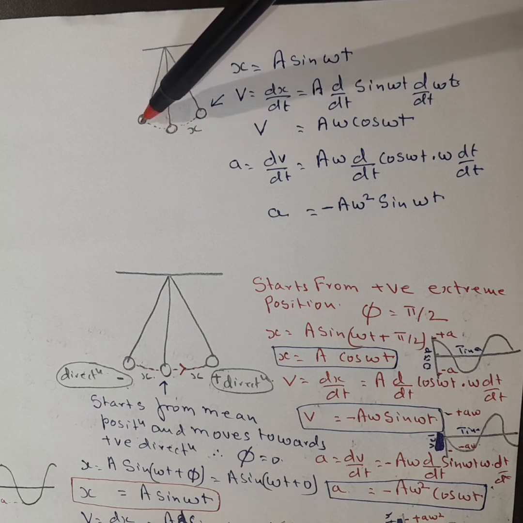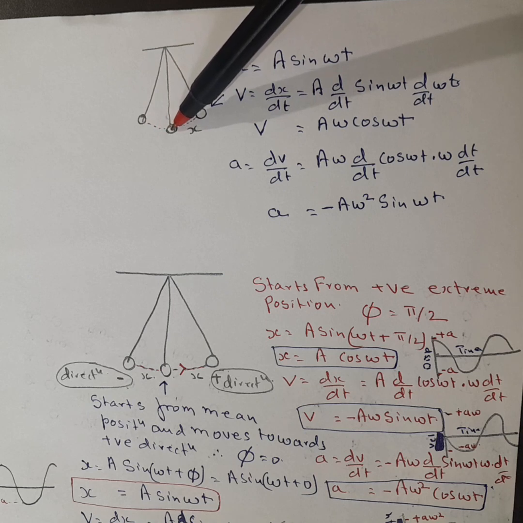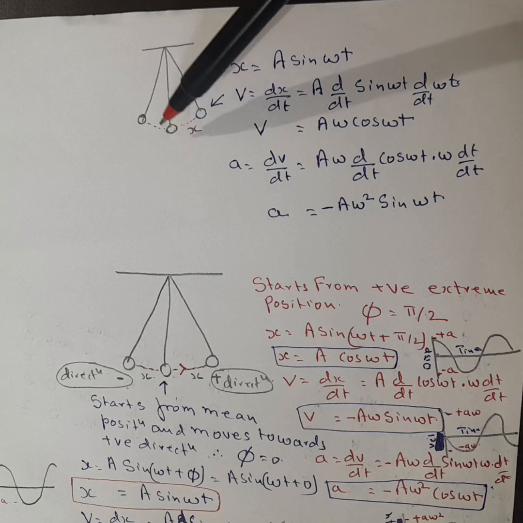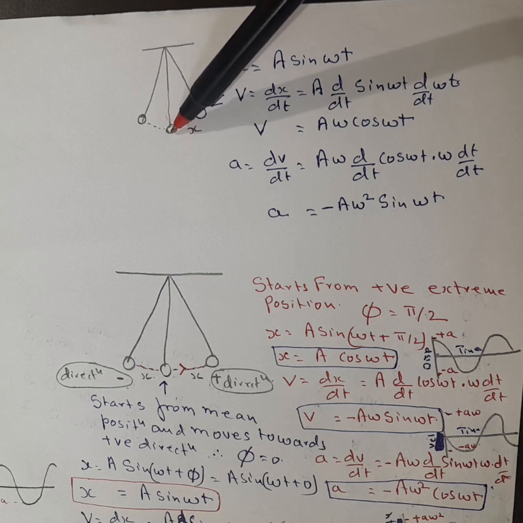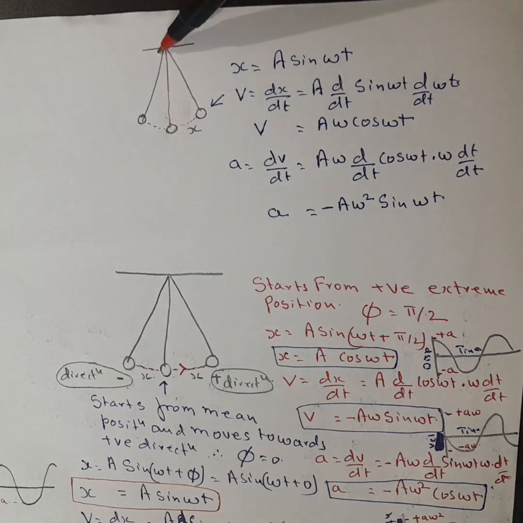And then when it returns back to mean position again, another pi by 2 covered. So it is pi by 2 plus pi by 2 plus pi by 2 plus pi by 2, which becomes 2 pi. And that is what is one oscillation. We would see the graphical aspect of it. So this is what you have got to keep in mind whenever we are talking in terms of SHM. So pendulum, bob, string.